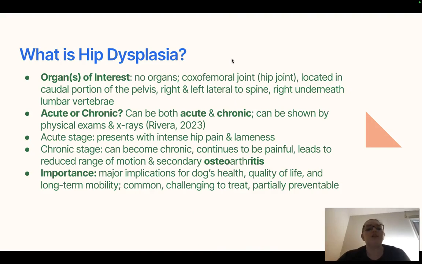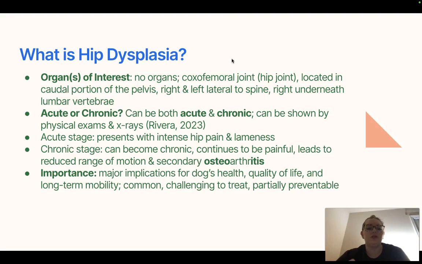So organs of interest, there's really no organs associated with hip dysplasia, but definitely the coxofemoral joint, as explained before, the hip joint, is directly impacted and is located in the caudal portion of the pelvis, on the right and left lateral to the spine and right underneath the lumbar vertebrae.